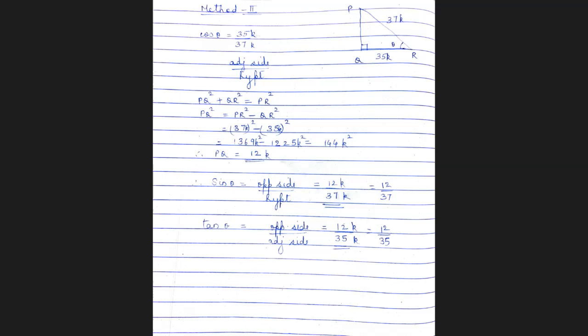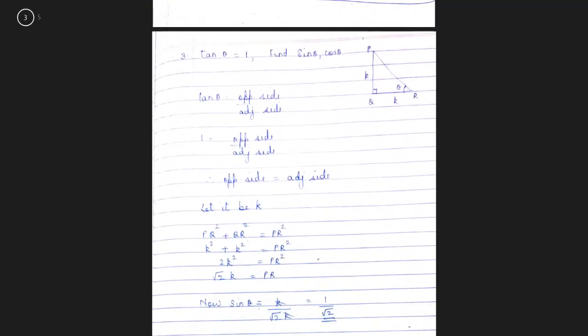Now PQ square plus QR square equal to PR square. PQ square is PR square minus QR square. When you subtract, you get 144k square, and therefore PQ is 12k. Now sine theta is opposite side upon hypotenuse, answer 12 upon 37. Tan theta opposite side by adjacent side, your answer comes 12 upon 35. So this is method number 2.